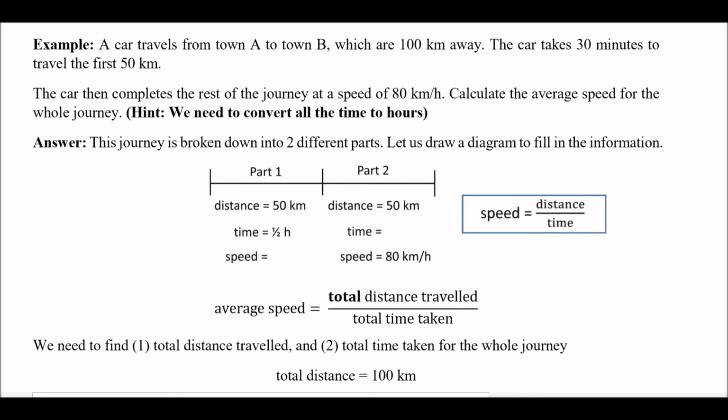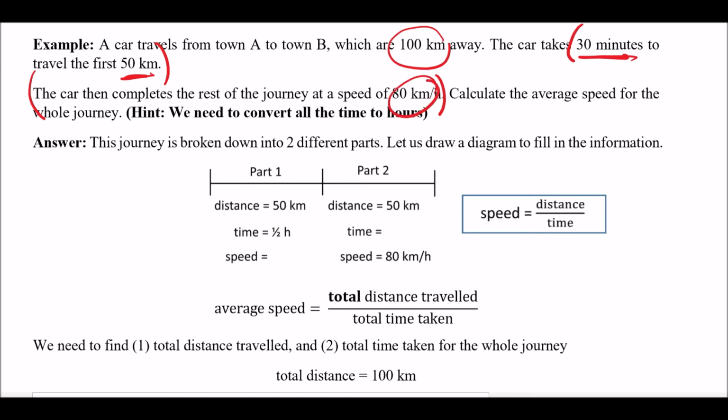So a car travels from town A to town B, which is 100 kilometers away. The car takes 30 minutes to travel the first 50 kilometers. So you can see, right? The first part of the journey, 50 kilometers. Time taken, 30 minutes.